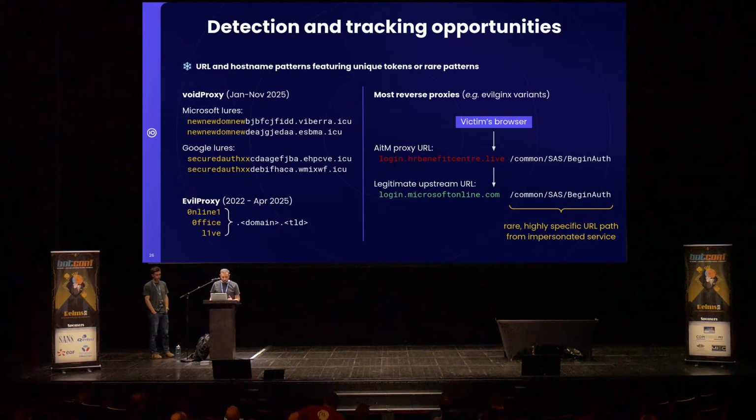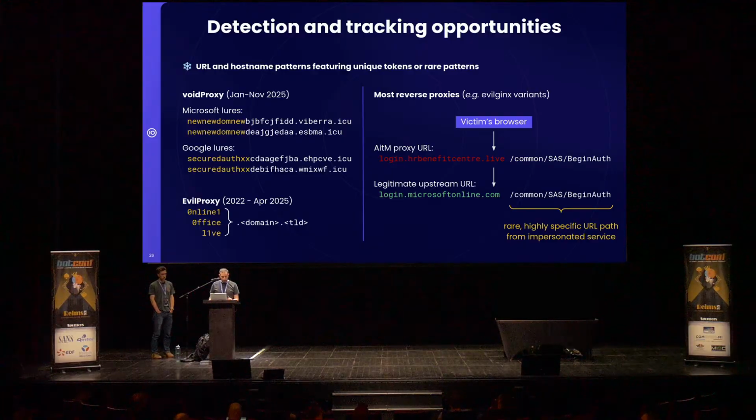Two examples of domain names that were pretty recognizable are Void Proxy, which was a popular kit for most of last year, which had very characteristic subdomain prefixes for its Microsoft and Google landing pages. And Evil Proxy, which was one of the major kits of the first few years of Phishing-as-a-Service, also had very unique subdomains inspired by real Microsoft ones, but with numbers substituted.